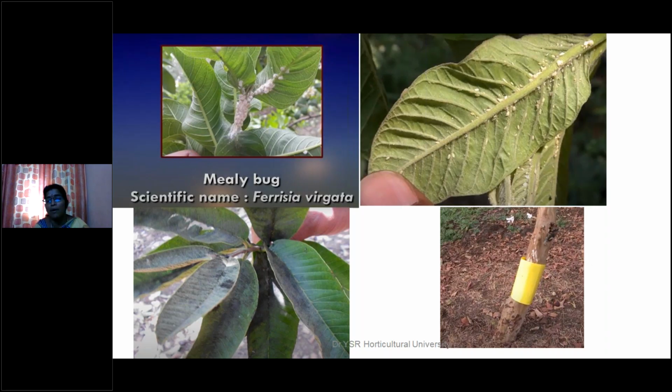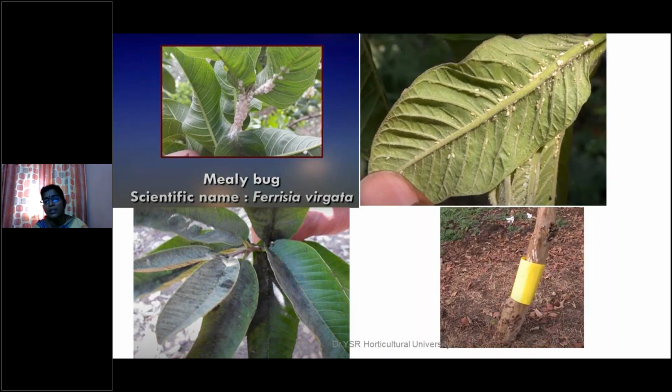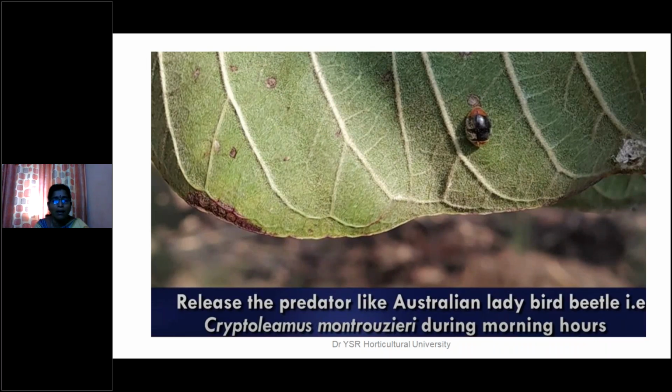We can control this by spraying surf or any shampoo first, and then you can go for Rogor. Rogor means 2 ml per liter; we can spray it to control the mealybugs. There are also predators, Cryptolaemus montrouzieri. We can release these predators, which will also control the mealybugs.